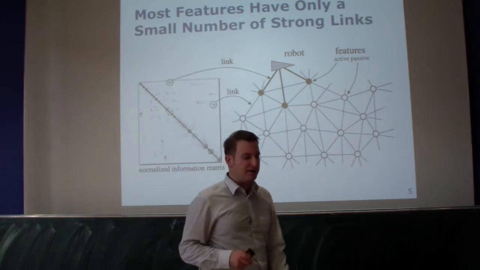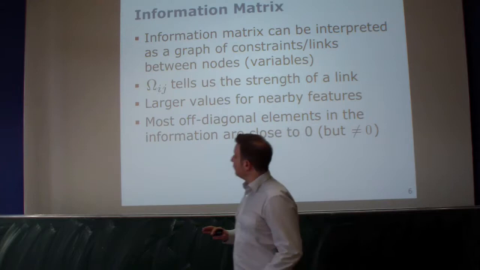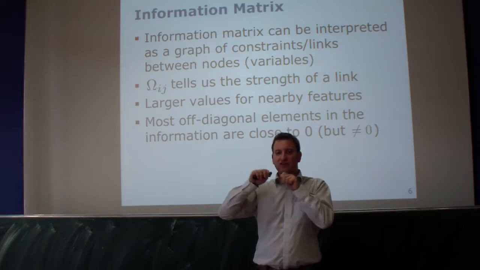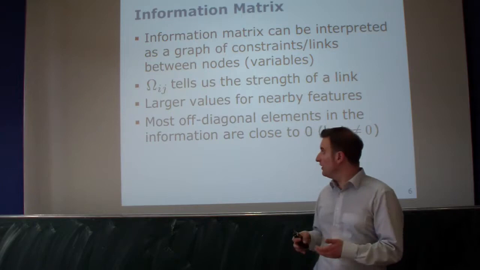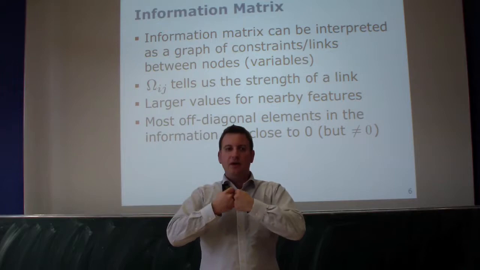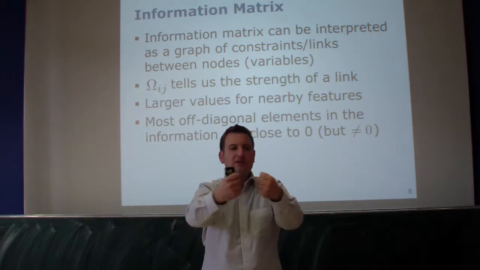So as I said before, the information matrix can be interpreted as a graph, or the graph can be read as links, and the individual off-diagonal elements of this information matrix can tell us how strong these links are between those variables. And what you typically observe is that the matrix has larger values where features are spatially close. So two features in the scene which are spatially close typically have higher values. And this results from the fact that if the robot is at that position and observes those two landmarks, we know something very accurately about the relative location between those features.